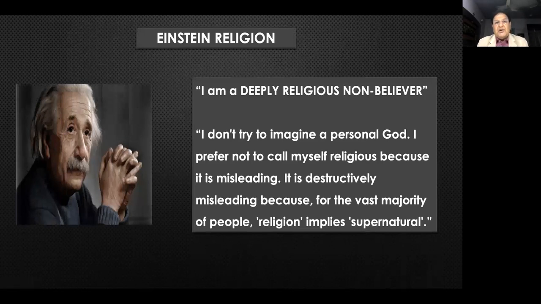In fact, he starts his book with what he calls Einstein's religion, and all of us know that Einstein was very famous as far as his belief in God was concerned. He actually said something very interesting: I am a deeply religious non-believer. And when he says deeply religious non-believer, what he actually says is this: I don't try to imagine a personal God. I prefer not to call myself religious because it is misleading. It is destructively misleading because for the vast majority of people, religion implies the supernatural. So Einstein believed in being deeply religious in other forms, but said there is nothing supernatural. And all of us know how Einstein was severely criticized, as if he were against God. But that's a different story.